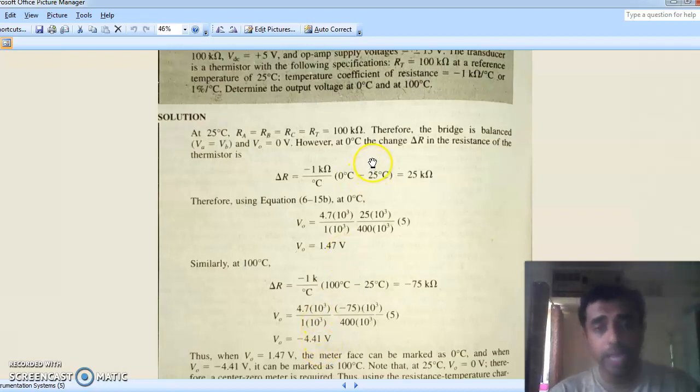So for 25 degrees Celsius, it is 0 volt. For 0 degrees Celsius, it is 1.47 volt. And for 100 degrees Celsius, it is minus 4.41 volt. The inference is that you can make an indicating instrument accordingly: whenever the temperature is 25 degrees Celsius, the voltmeter will show 0 volt, whenever the voltage is 1.47 it is 0 degrees Celsius, and whenever it is minus 4.41 volt, it is 100 degrees Celsius. You can calibrate the instrument like that.